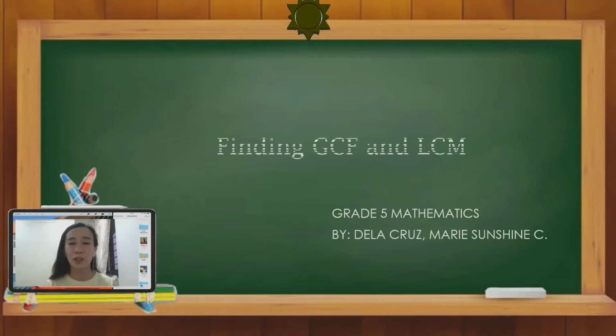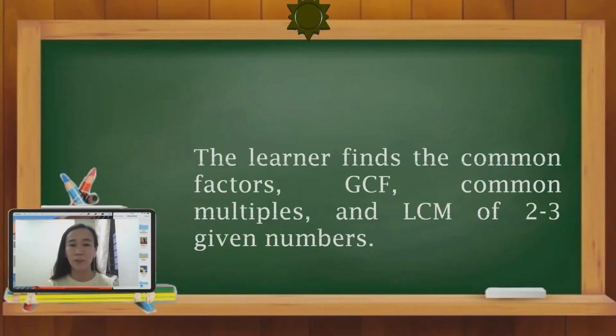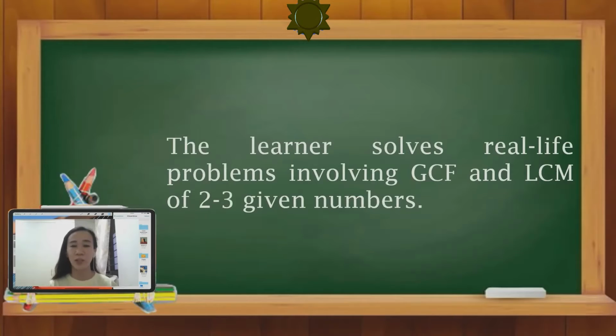This week, you are going to learn about finding GCF and LCM. What do we mean by GCF and LCM? Later, we are going to find out. At the end of the week, you will be able to find the common factors, GCF, common multiples, and LCM of 2 to 3 given numbers. Also, you will be able to learn how to solve real-life problems involving GCF and LCM of 2 to 3 given numbers. And also, we will try up to 4 numbers.